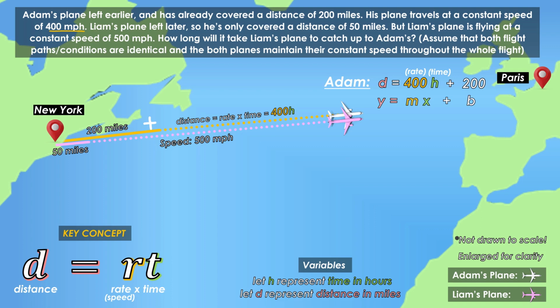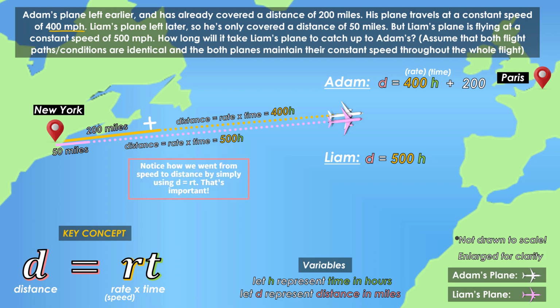Now let's write an equation for Liam. Our problem says that Liam's plane flies at a speed of 500 miles an hour. So if we multiply 500, the rate, times h, which is the time, we'll get the distance that his plane travels. So the equation becomes d equals 500h. The question also tells us that Liam's plane has already covered a distance of 50 miles, so we add 50 to our equation. This gives us d equals 500h plus 50.